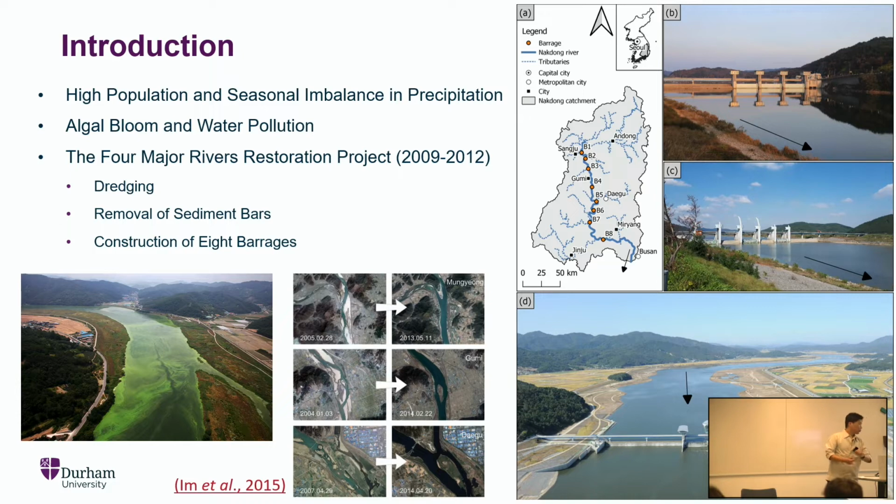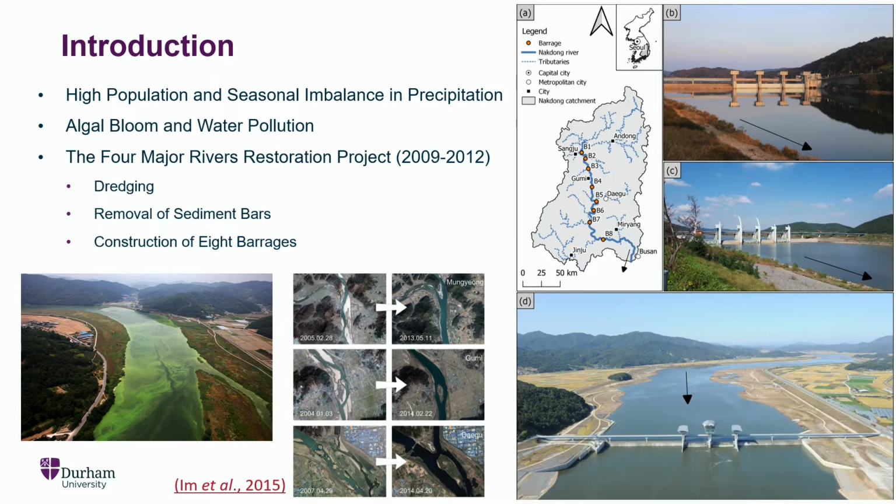South Korea has a high population and a seasonal imbalance in precipitation, mostly concentrated in summer due to typhoons and monsoon. The country also has algae bloom and water pollution in rivers. As a result, in 2009 the South Korean government launched the Four Major Rivers Restoration Project, completed in April 2012, which included dredging and removal of sediment bars and the construction of barrages.